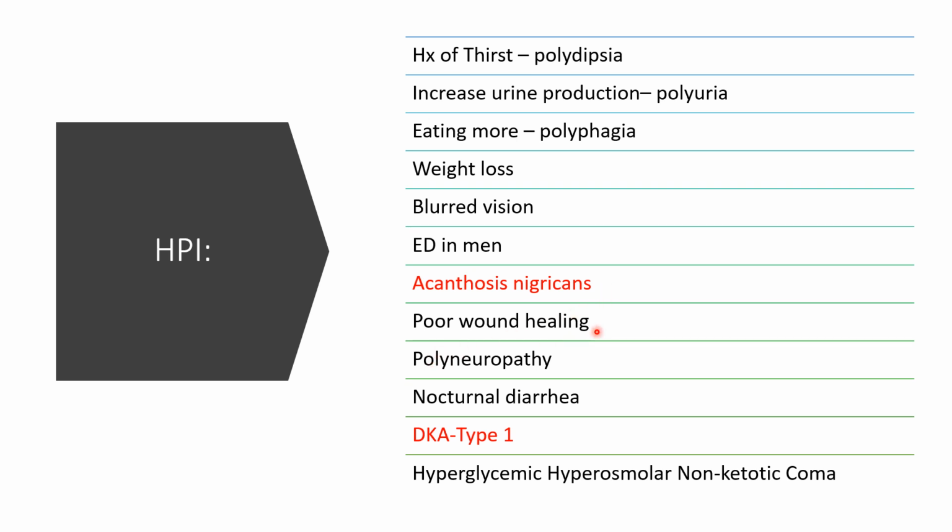Poor wound healing, oh, because immunity is down. Polyneuropathy, nocturnal diarrhea, we'll see the reason why in a bit. DKA, diabetic ketoacidosis in type 1, remember I said earlier that may be the first presentation in some patients with type 1 diabetes mellitus, because they may not know. Hyperglycemic, hyperosmolar, non-ketotic coma. They are in coma. Type 2, they didn't know that they are diabetic until the glucose level is high.